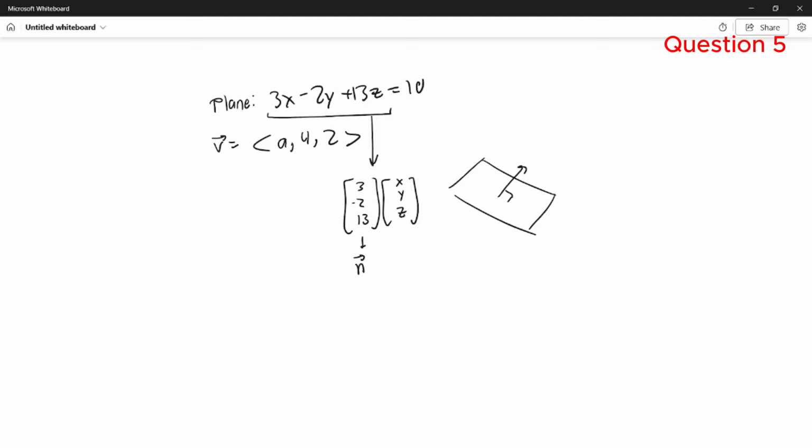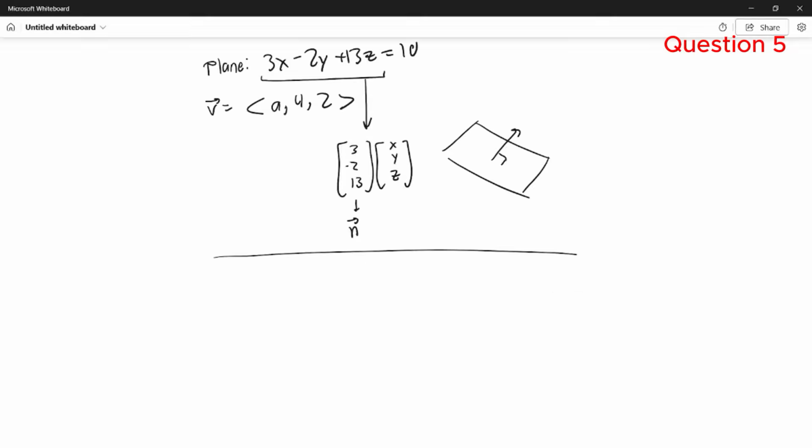In this case, if it represents the orientation and it sticks out perpendicularly, then this vector v that sits on the plane has to be perpendicular to this vector n. Well, then how do we solve this problem? This problem essentially asks us, what is the value of a such that n dot v is equal to 0?